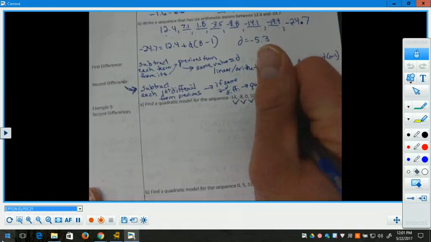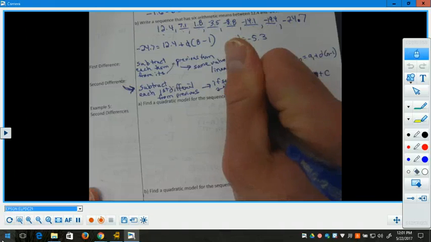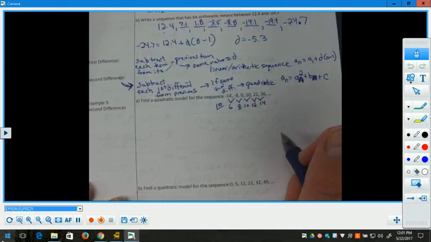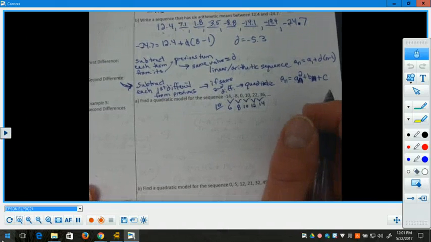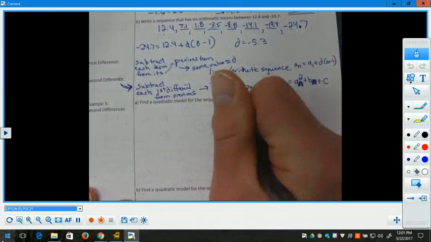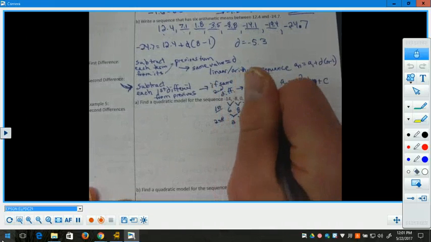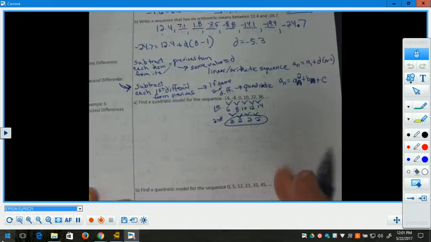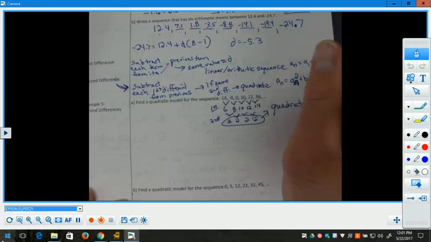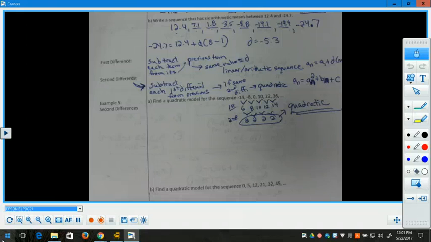36 minus 22 is 14. 22 minus 10 is 12. 10 minus 0 is 10. 8 and 6. There's our first differences. They're not the same, so we do not have a common difference. It is not a linear or arithmetic sequence. And then if I take the second differences, I get 2's for all of these. Because during the second difference I got 2's, I know that this will be quadratic. It's not going to be arithmetic or linear. It's going to be a quadratic equation.